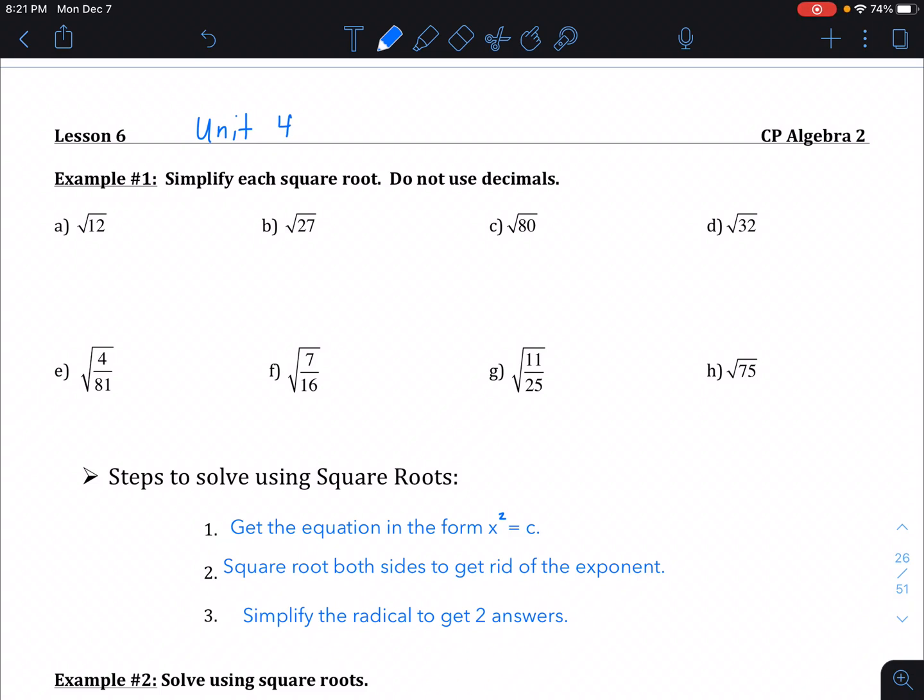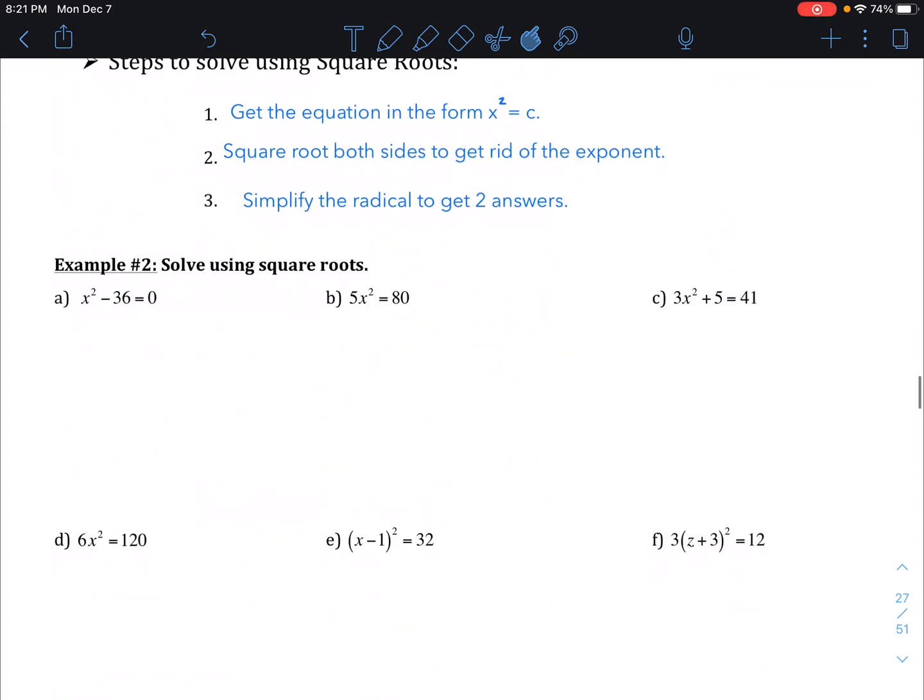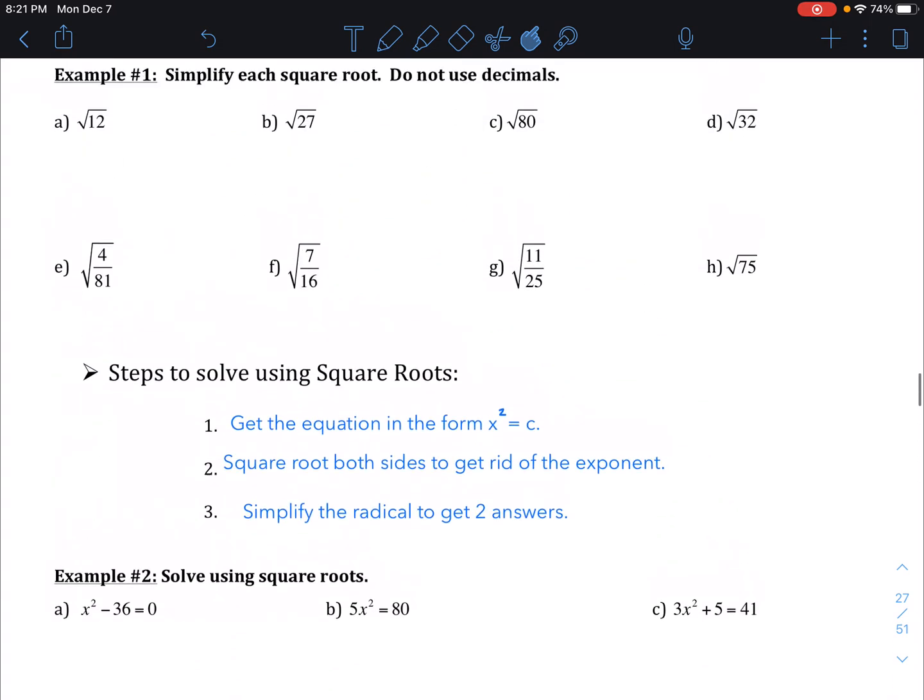Okay, my CP guys. Today we're in Unit 4, starting Lesson 6. After we hit the warm-up at the top, we're going to be solving equations below that using a new method today. It's called the square root method. We are able to use it when there's an x squared term and a constant, but the b term is missing. So anyway, let's go back to the warm-up.